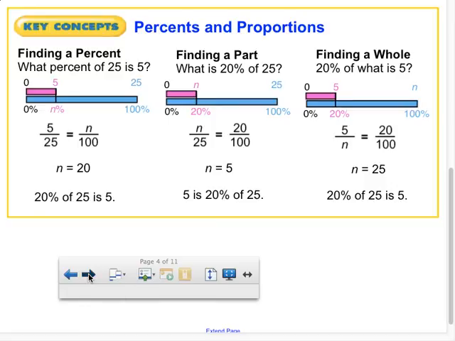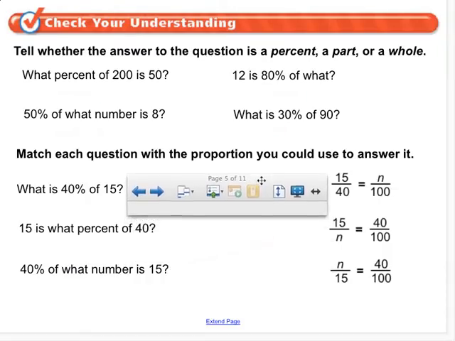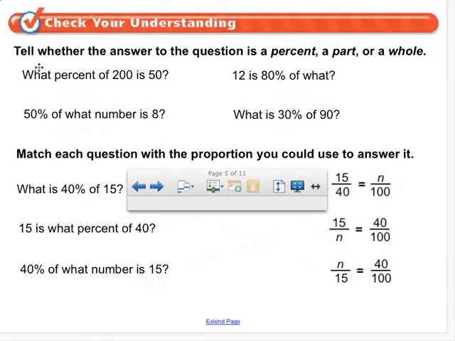Okay, so the last slide. Here's what I want you to do. What percent of 200 is 50? Can I get a volunteer for that one? And I'm going to give you some time. I want to assign 1 to each person. So who wants to do this first problem? Can I get a volunteer? And then I'd like a volunteer for these other 4.